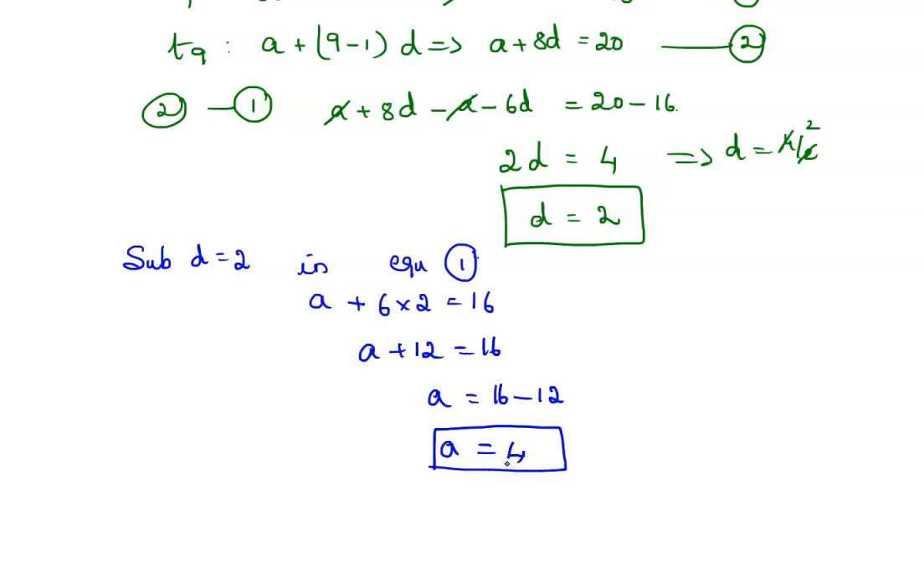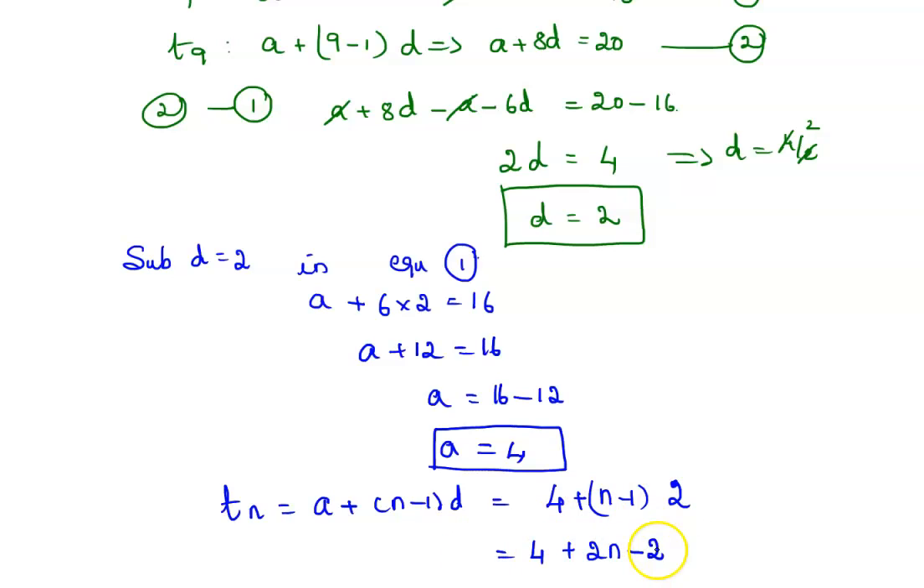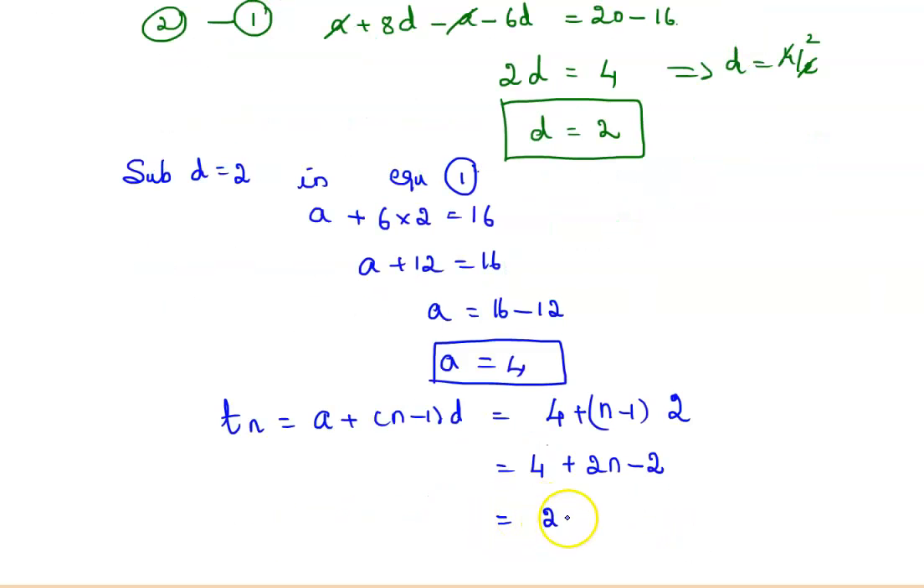Now we will substitute these values in the nth term formula. Tn is equal to a plus (n minus 1) into d, which is equal to 4 plus (n minus 1) into 2, which is equal to 4 plus 2n minus 2, which is equal to 2 plus 2n. That is, the nth term Tn equals 2 plus 2n. That is the final answer for this problem.